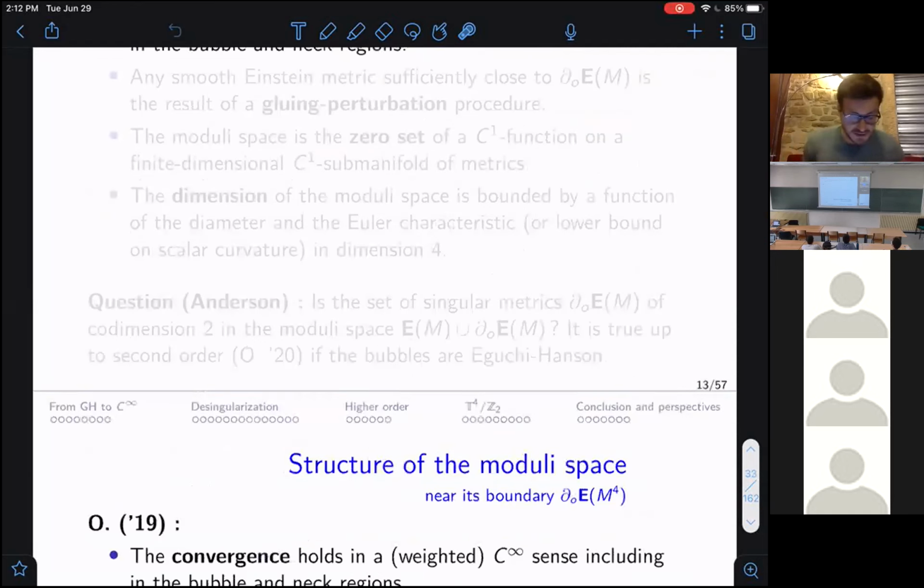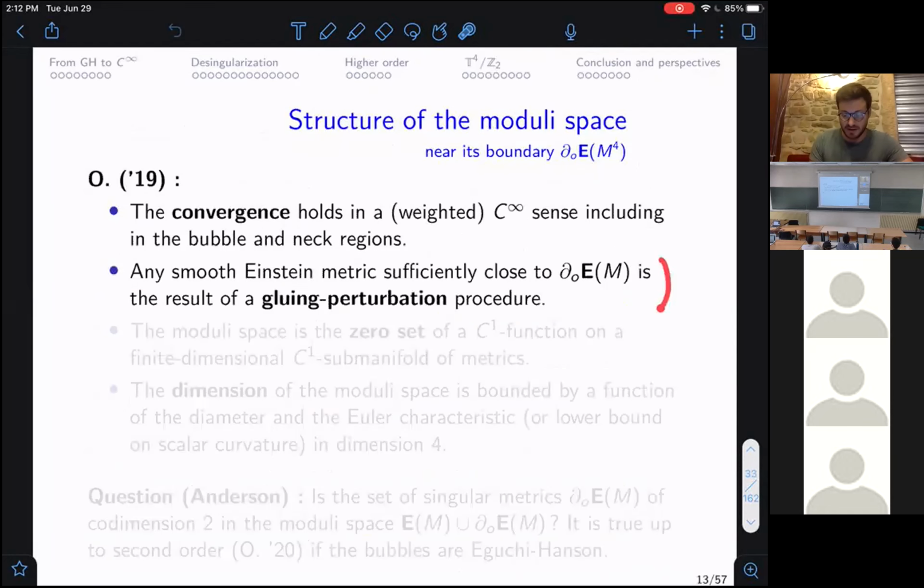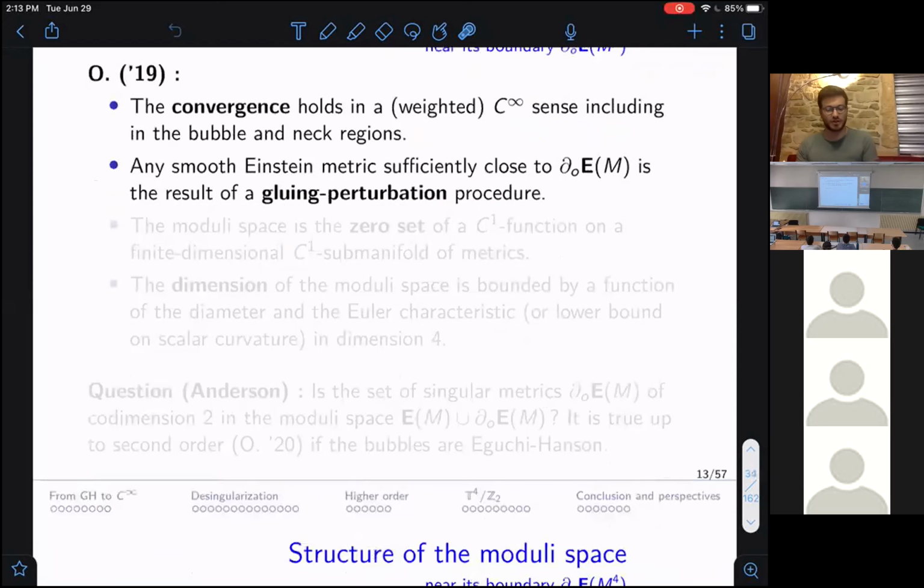Another important result, probably the most important here, is that every single Einstein metric which is Gromov-Hausdorff close, so again, close in a very weak sense, can be produced by a somewhat explicit procedure, which is a gluing-perturbation procedure. So we can reconstruct every single Einstein metric as long as it is Gromov-Hausdorff close to an orbifold. And this also gives some structure to the moduli space.